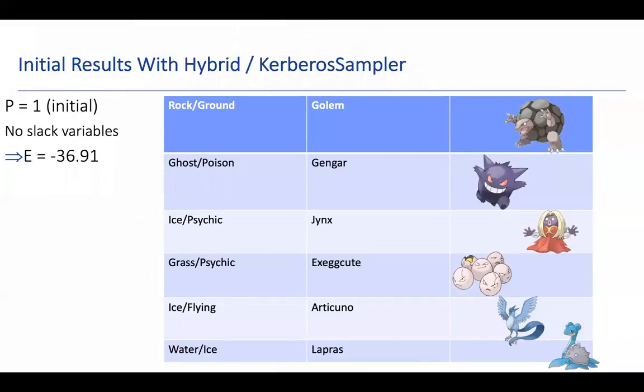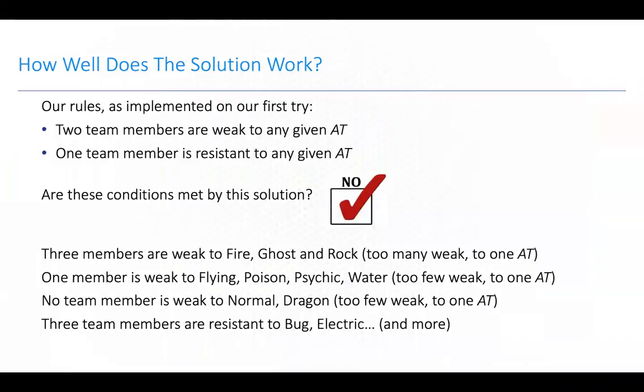But of course, what we really want to know is, did this work? Did this satisfy the constraints? And you can see by that red check mark in the middle that no, it did not do a very good job of it. And we're going to fix this. But first, I want to explain what happened.